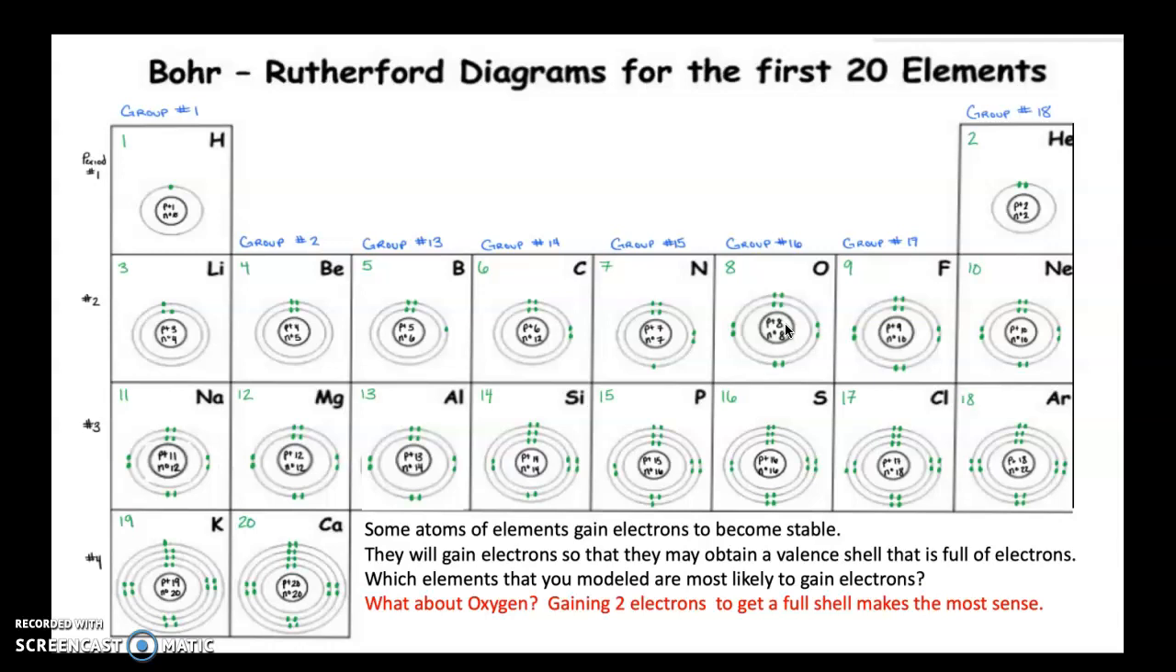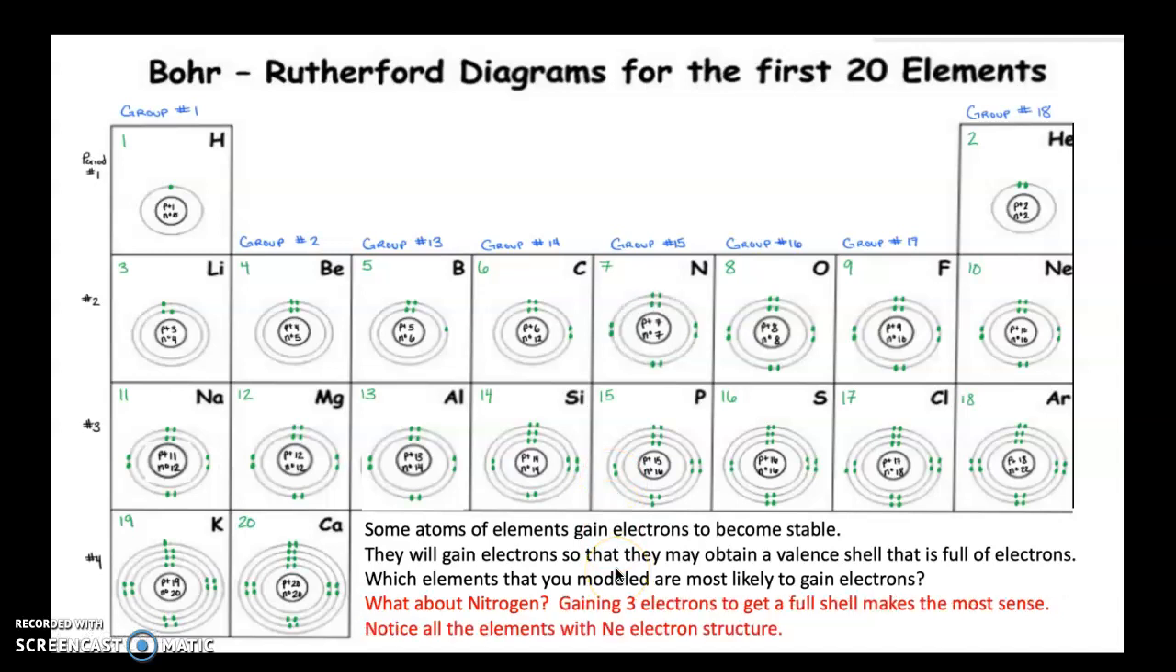So the name of the game in chemistry is to understand your electrons and to try and become stable with your electrons. Next example is nitrogen. There it is. It's number 7. It's got 5 valence electrons. So it could lose those 5 or it could gain 3. And again, it makes a whole lot of sense to gain 3 electrons.